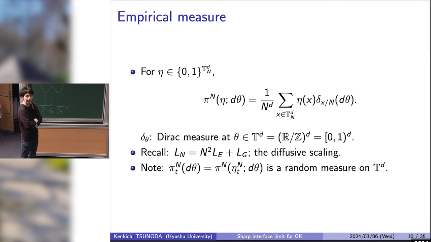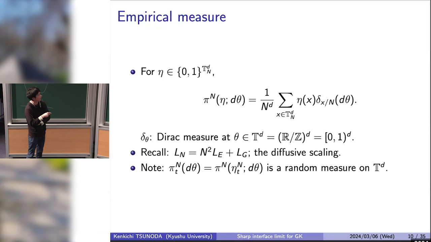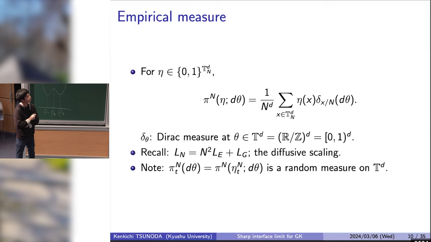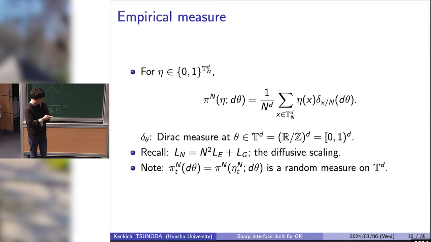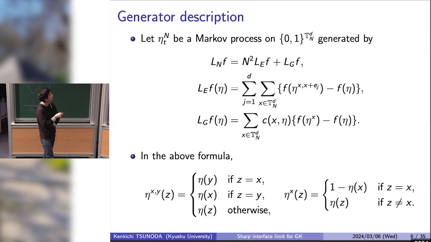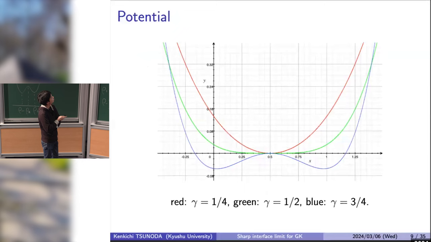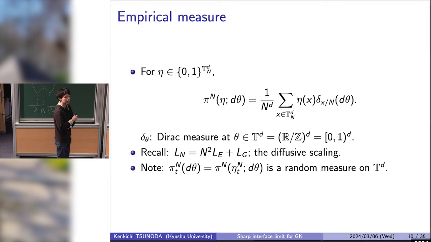Let us recall that this is our original generator Ln, where the exclusion part is speeded up by n squared, which corresponds to the Laplacian in the following slide, and Lz corresponds to the reaction part. Let us note that eta tn is a Markov process on the configuration space determined by this generator. We substitute eta tn here, and the resulting pi tn is a random measure on the torus.